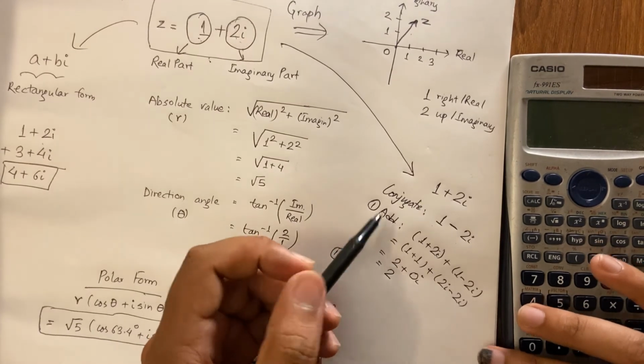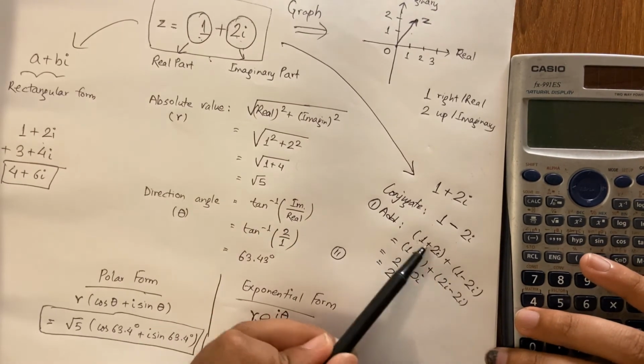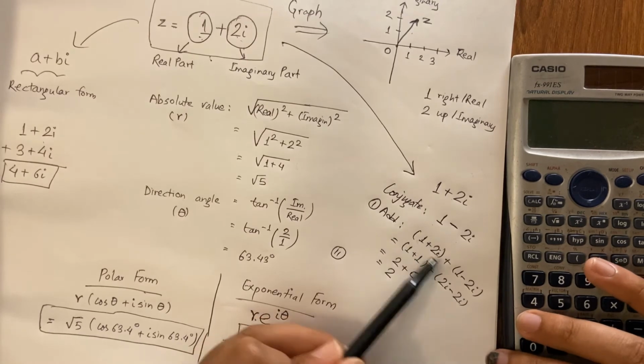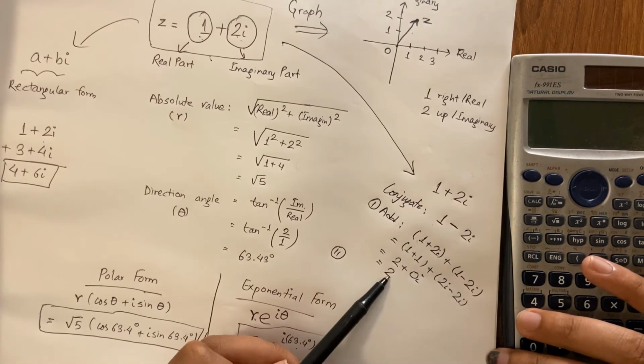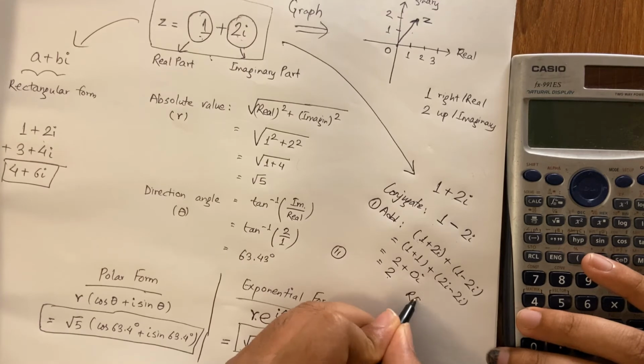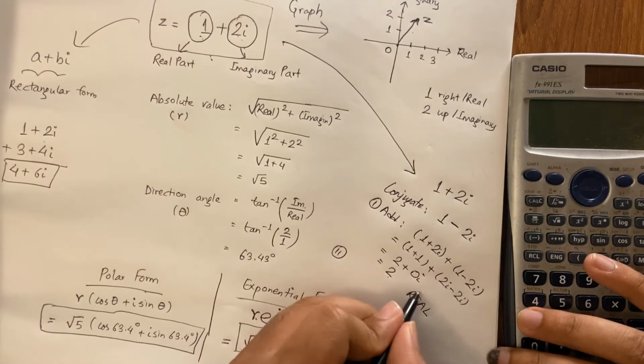And note the observations, please. So we added a complex number with its conjugate, and we got a real number. There is no imaginary part involved with this.